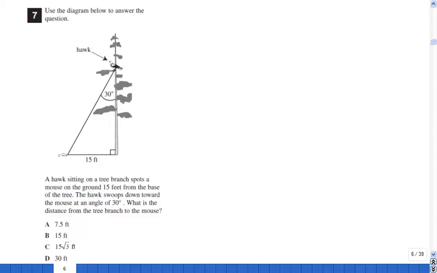Okay, well, what can we do in here, right? How do we know the distance from where your hawk is situated, the red hawk, to your, let's say, orange mouse? How can we find that?